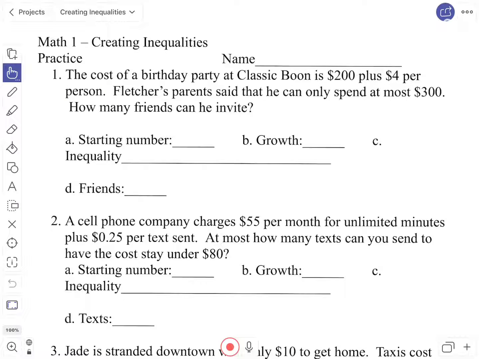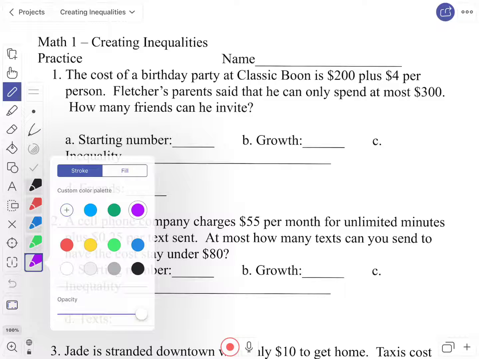All right, here we are, creating inequalities practice for those that, from the learning target, need a little more practice with this. So now, it'll look a lot like the creating equations because it's basically the same problems. We've just changed them to be inequalities, okay? So, let's start off here.